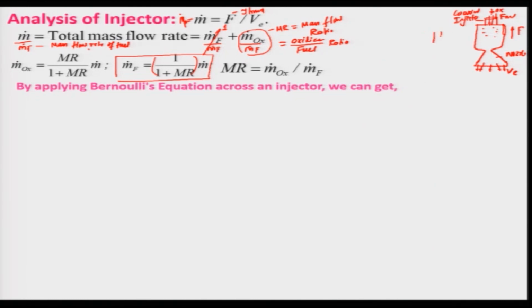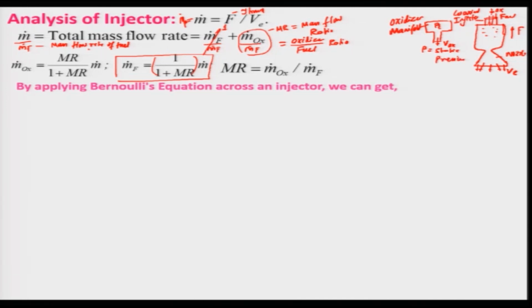So, this is your injector, let us say, and it is connected to a manifold which is having pressure P_t, and this is the velocity V that I am getting. Let us say this is your oxidizer, and this is the oxidizer manifold. The pressure which will be there is your static pressure.